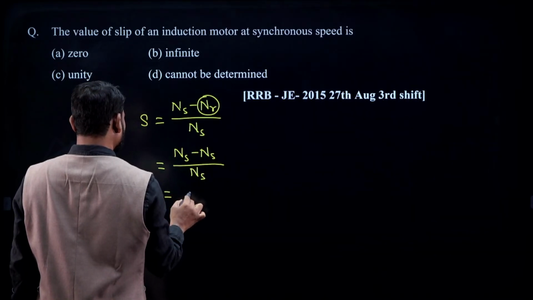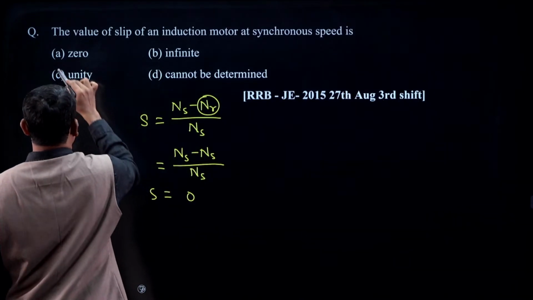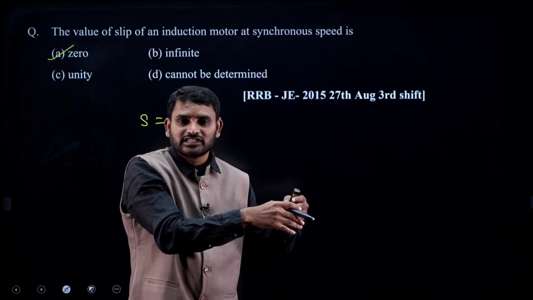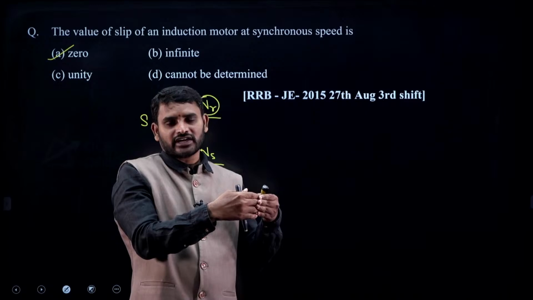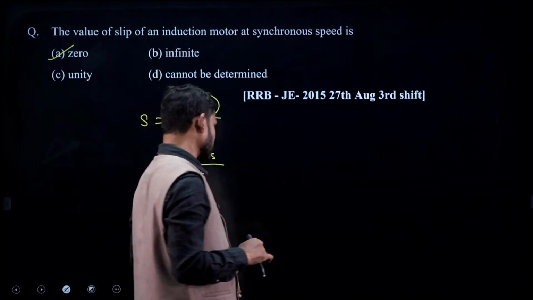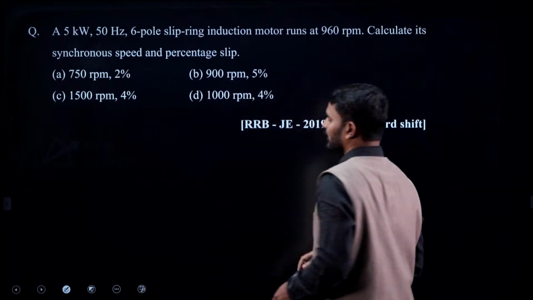So the numerator will be 0. So your slip will be 0 or not? So the rotor is catching the rotating magnetic field speed. When the rotor catches the rotating magnetic field speed, there is no relative speed, or slip speed is going to be 0.